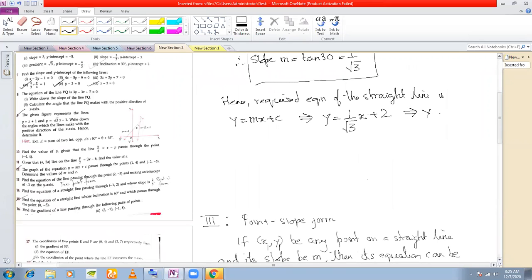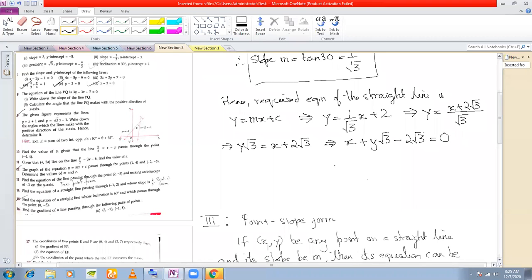We take the LCM. LCM here is root 3. You get x plus 2 root 3. That means you get y root 3 is equal to x plus 2 root 3. Now you take x and y on one side, x plus y root 3, and you can take the constant also on the one side.